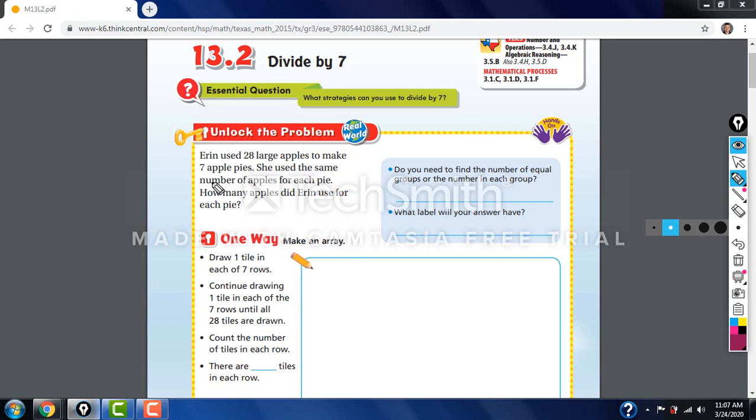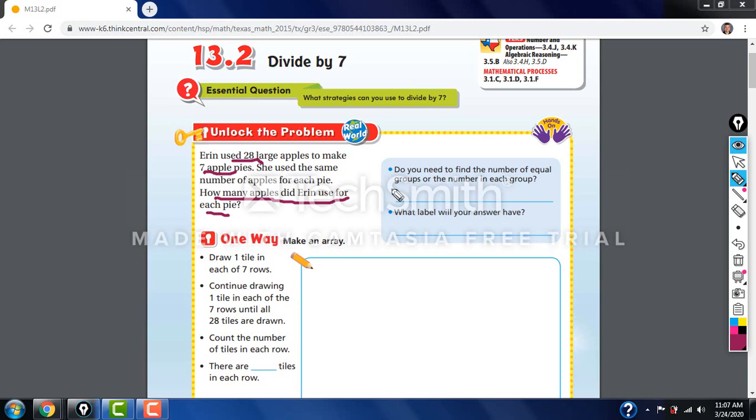So let's take a look at question number 1. Aaron used 28 large apples to make 7 pies. So again, I want that circled. She used the same number of apples for each pie. So how many apples did Aaron use for each pie?